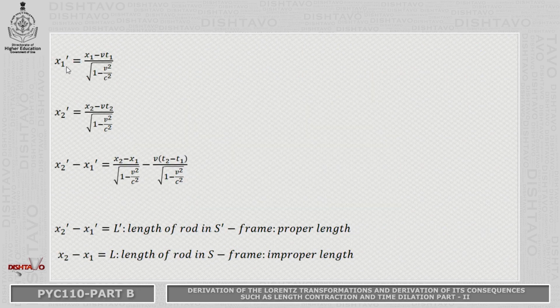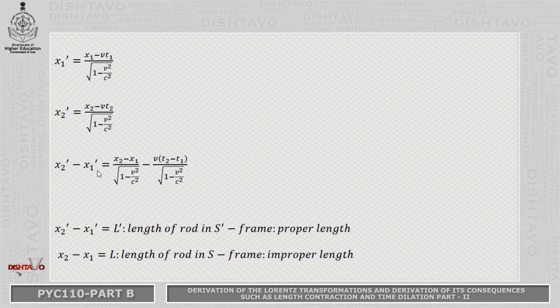Therefore, we write x1 dash as x1 minus vt1 divided by square root of 1 minus v square by c square, and x2 dash similarly as x2 minus vt2 divided by square root of 1 minus v square by c square. If you take the difference between the two endpoints, x2 dash minus x1 dash, subtracting this equation from this, we get x2 minus x1 divided by square root of 1 minus v square by c square, minus v times t2 minus t1 divided by square root of 1 minus v square by c square.